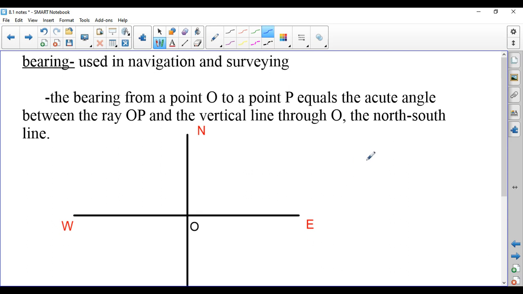One other type of problem you'll see today is a bearing problem. Bearing is used in navigation and surveying. The definition of bearing is the bearing from a point O to a point P equals the acute angle between the ray OP and the vertical line through O, the north-south line. So for example, if P is over here, we need to draw in the ray from O to P.